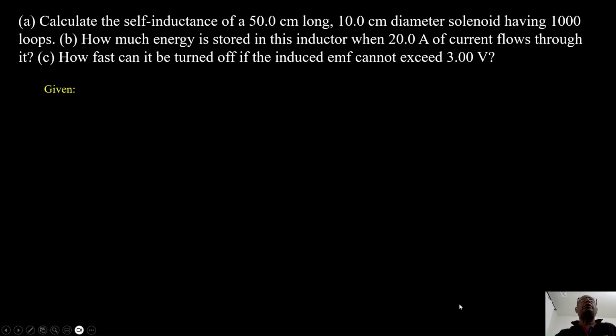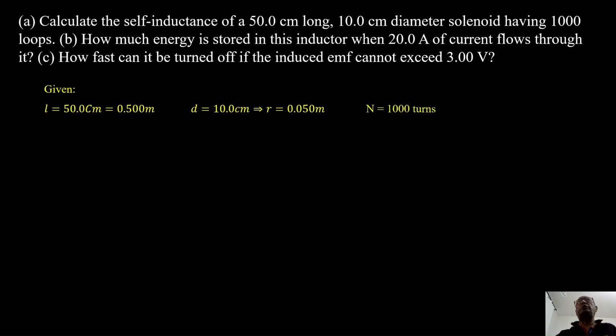So what are we given here? We are given the length of the solenoid, which is 50 centimeters, and converting it to meters, that will be 0.5 meter. And the diameter of the loop is 10.0 centimeter, and that implies the radius is half of the diameter, 0.05 meters. And the number of turns of the solenoid is 1000 turns.